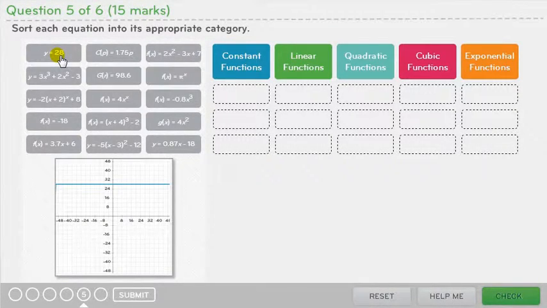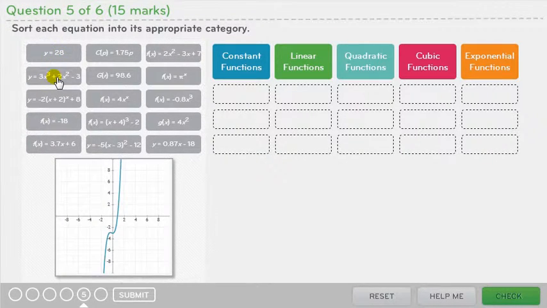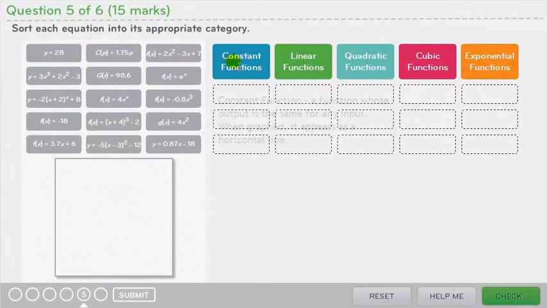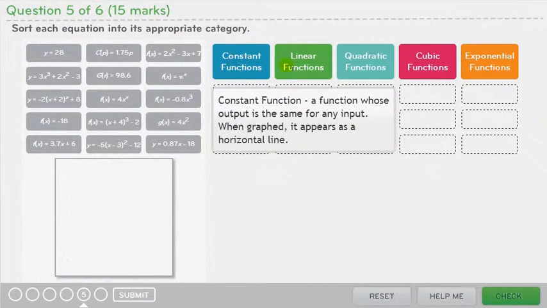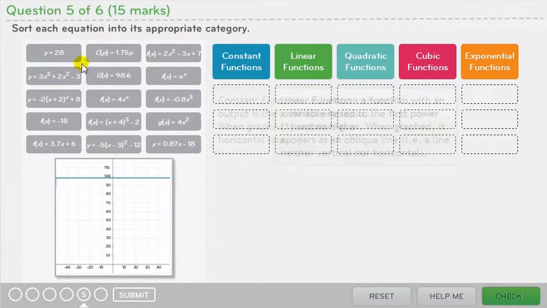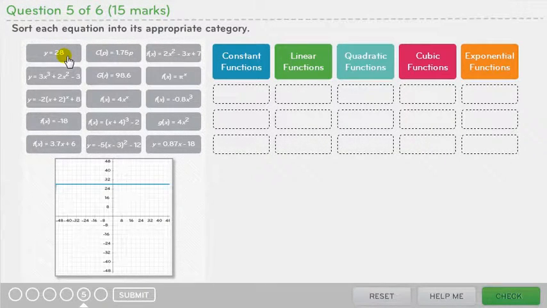In this question, you need to be able to sort each one of the equations into its appropriate category. If you put your mouse over top of each function, you'll be able to see the different types of graphs associated with that function. Also, if you drag your mouse across the types of functions, you'll be able to get a description of each one. So let's get started. Let's first do all the constant functions.